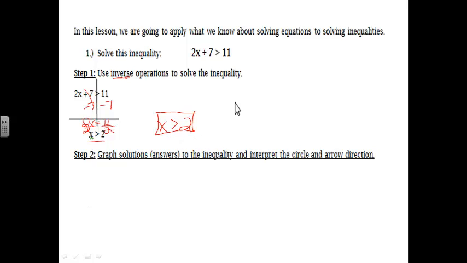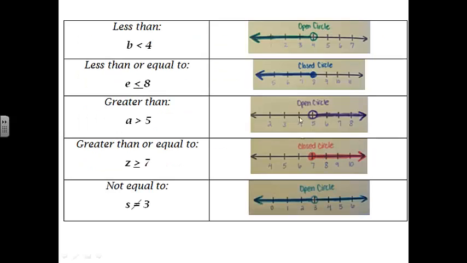Alrighty, so now I'm going to show you how to graph this. X is greater than 2. So graphing solutions, or the answers to the inequality, and interpreting the circle and arrow direction, that's our step number 2. So we found our answer. Now let's talk about these specific answers here. This is b, the variable b, is less than 4. We should already know how to say this. So b is less than 4.